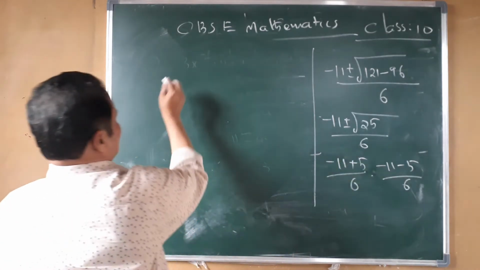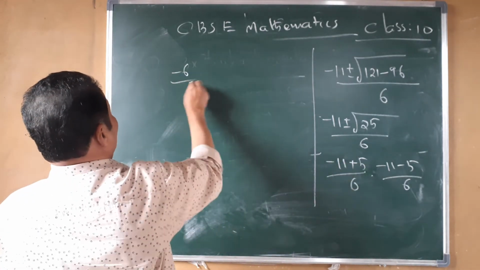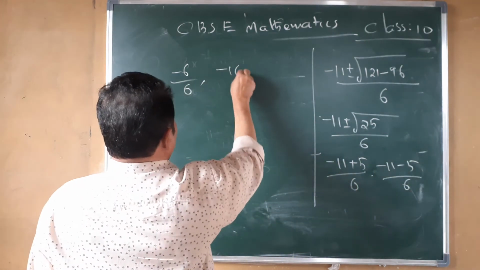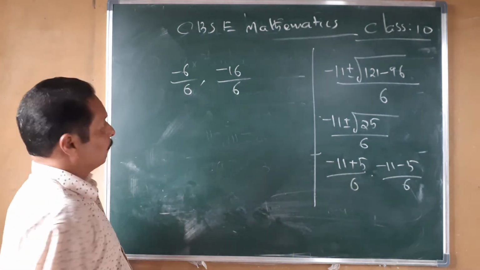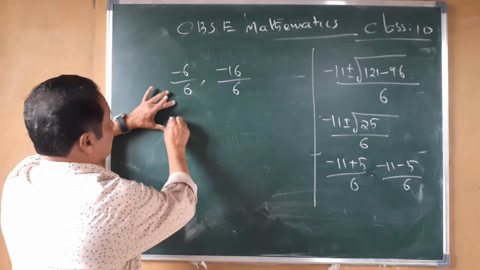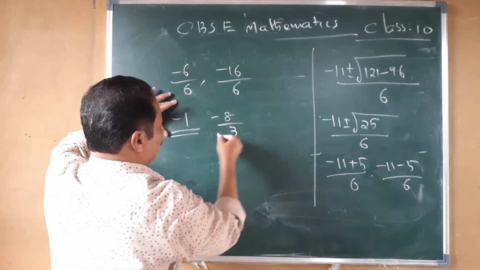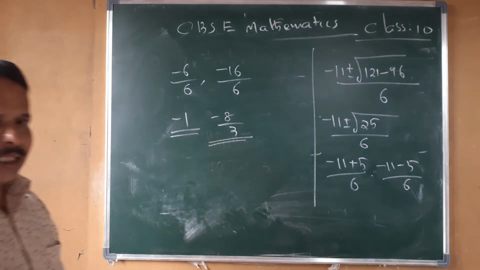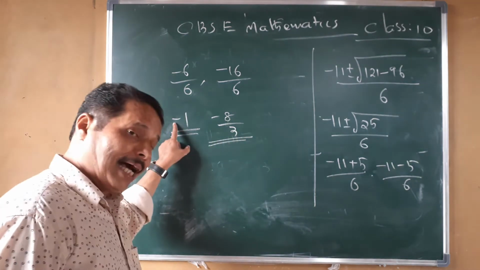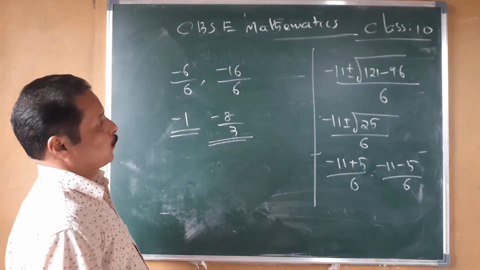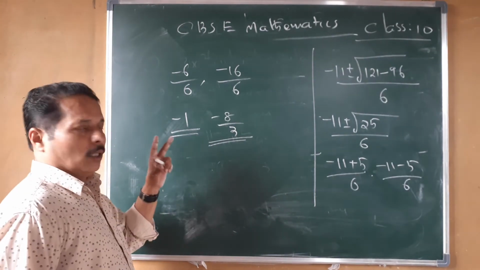Minus 11 plus 5 is minus 6 by 6. Minus 11 minus 5 is minus 16 by 6. Clear? And this cancels, negative one. That divided by 2, you get minus 8 by 3. So what are the answers? What are the roots? One of the answers is minus 1, the other answer is minus 8 by 3. Is it clear?